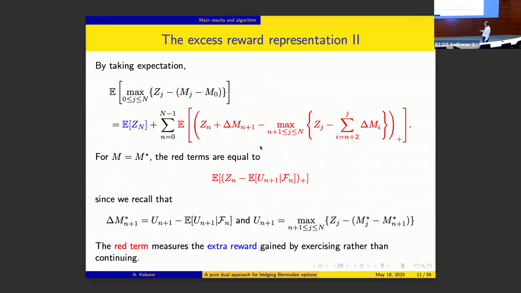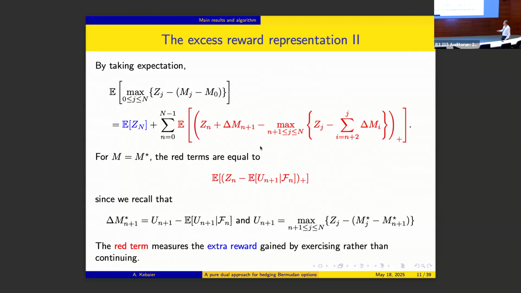So how could you interpret the red term? The blue term is, as I said, the price of a European option plus some extra reward that represents the gain if you exercise rather than continue. So you can imagine that the price of the Bermudan option is the price of the European option plus some corrections. And this is where we started from. However, there are still a few challenges ahead, especially the positive function here. This is nonlinear and it's not strictly convex, right?